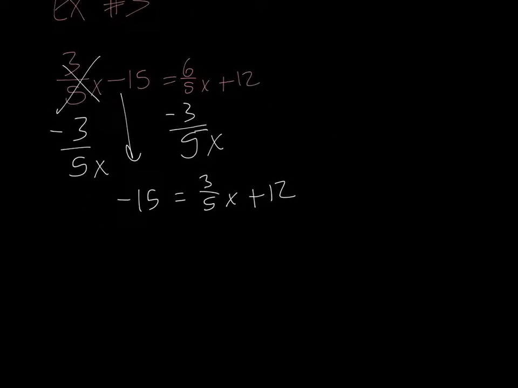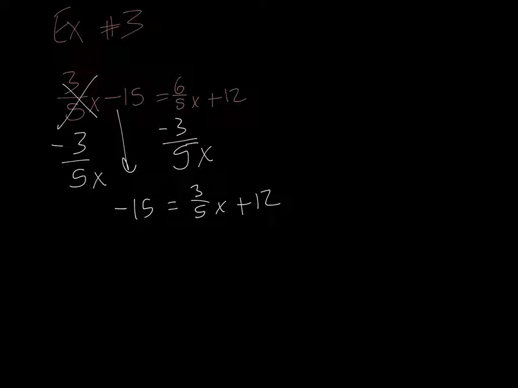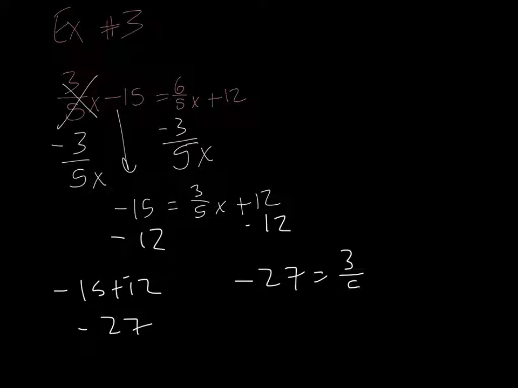From this stage too, let's make this a little bit smaller so we can fit everything in. I'm still not done because I still need to get all of my solo numbers, or just whole numbers, by themselves. And I say solo because they don't have x's attached. So now I need to subtract 12 from this side because this is the only side that has x's, so I need to move everything over to this side. In order to do that, you subtract 12 from both sides. Negative 15 minus 12 is equal to negative 27. So now negative 27 is equal to 3/5 x.